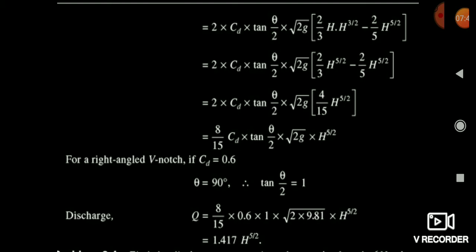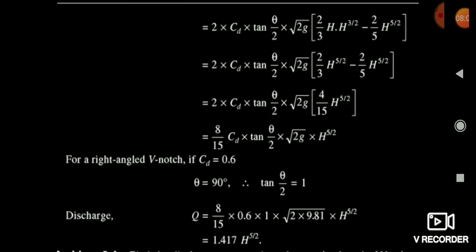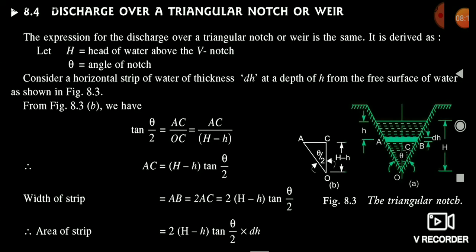8 by 15 into CD into tan theta by 2 into root under 2g into h to the power 5 by 2. And friends, many students are making mistakes here. They are considering that tan theta by 2 is here, and they are thinking that theta by 2 is the angle of notch. No, theta is the angle of notch, and theta by 2 we have to consider in the formula. You can clearly see here in the formula it is theta by 2, and our angle of notch is theta.